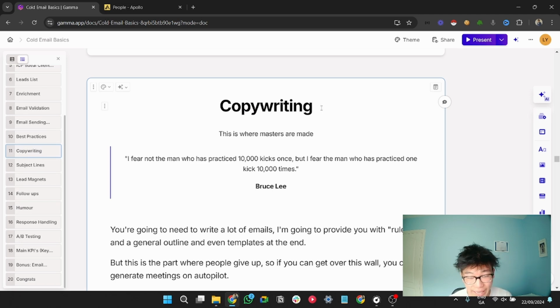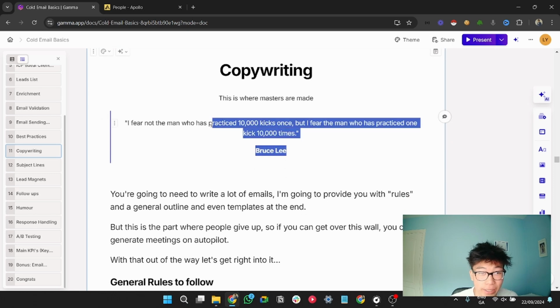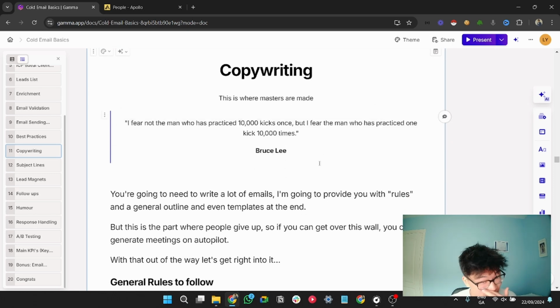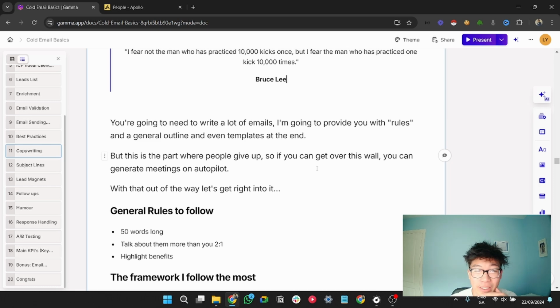This is a skill that actually takes time to understand. It's not the man who has practiced 10,000 kicks once, but the man who has practiced one kick 10,000 times. So you're going to have to write a lot of emails. I'm going to provide you with rules, a general outline, and even templates at the end. But this is the part where people give up. If you can get over this wall, you can generate meetings on autopilot. I'm currently running campaigns getting positive responses at sub 200 emails sent. It's disgusting if you can understand this.